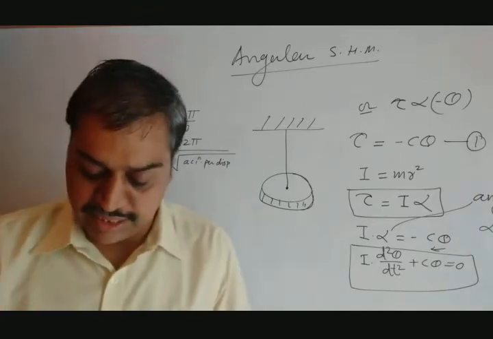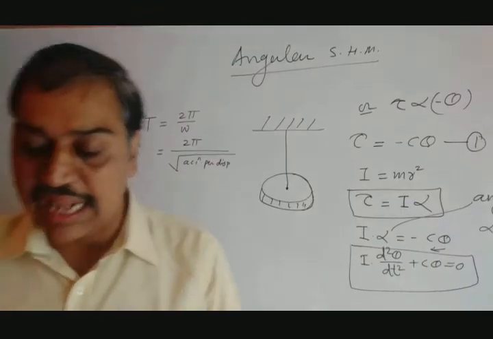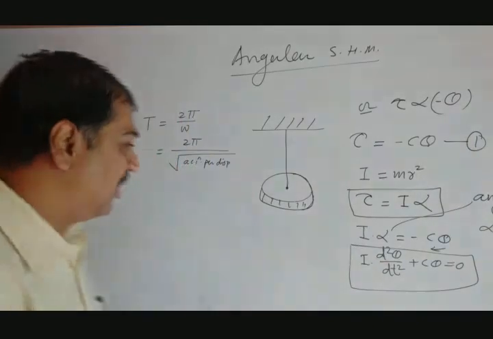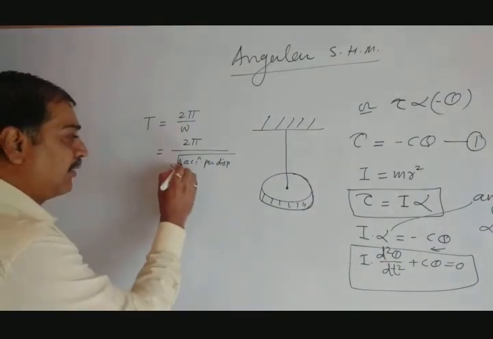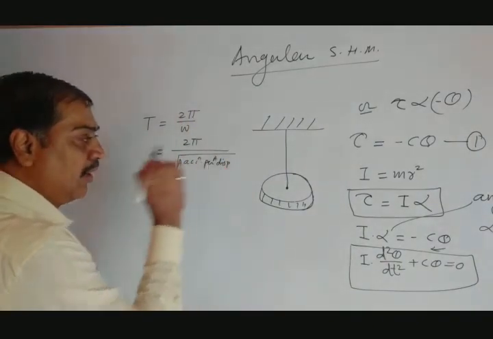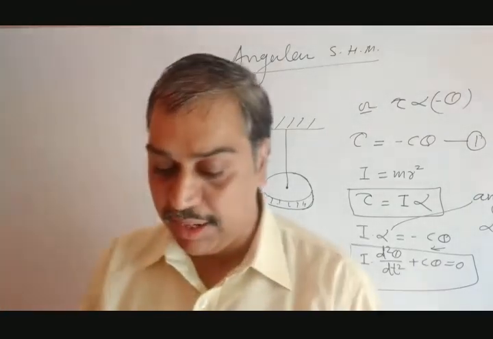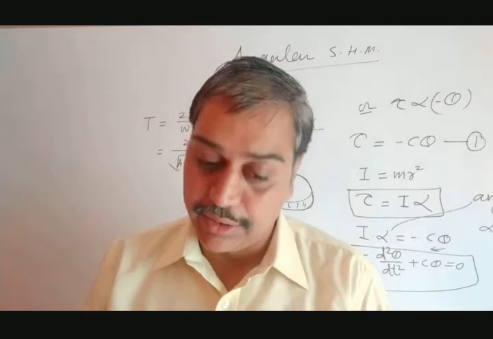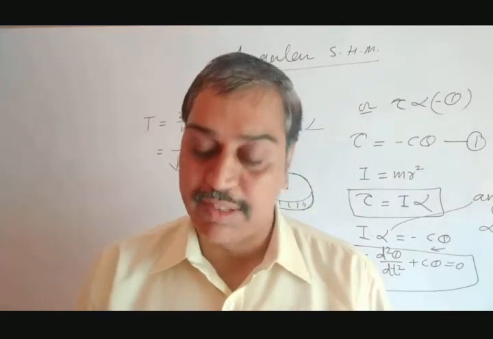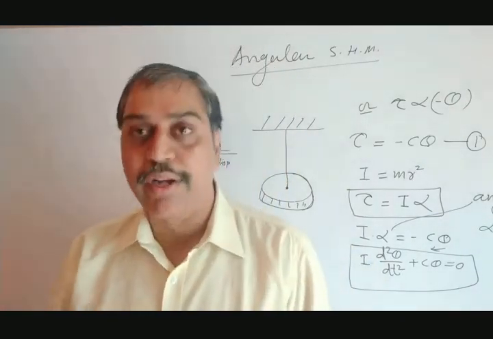Acceleration per unit displacement, and here as it is angular motion, so it is said to be angular acceleration per unit angular displacement. Because it is angular motion, it is angular acceleration per unit angular displacement. Now let's go to the next point. I hope you got this.